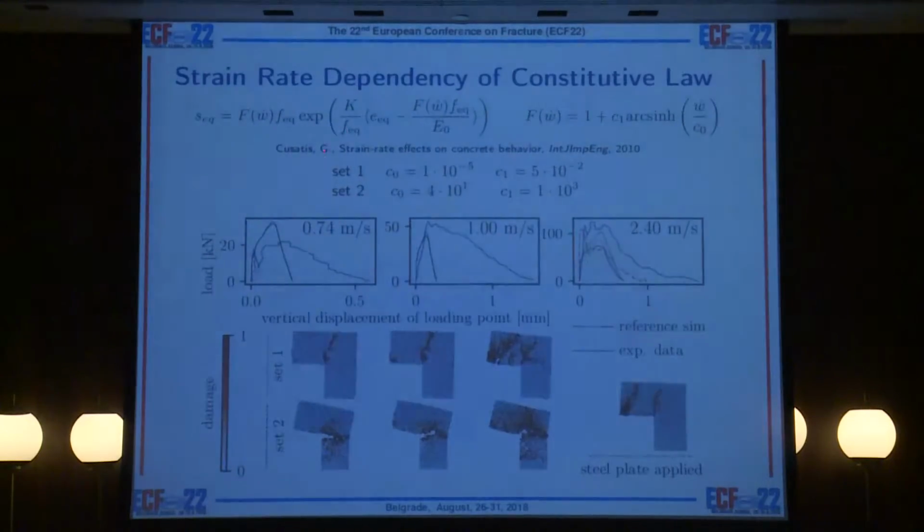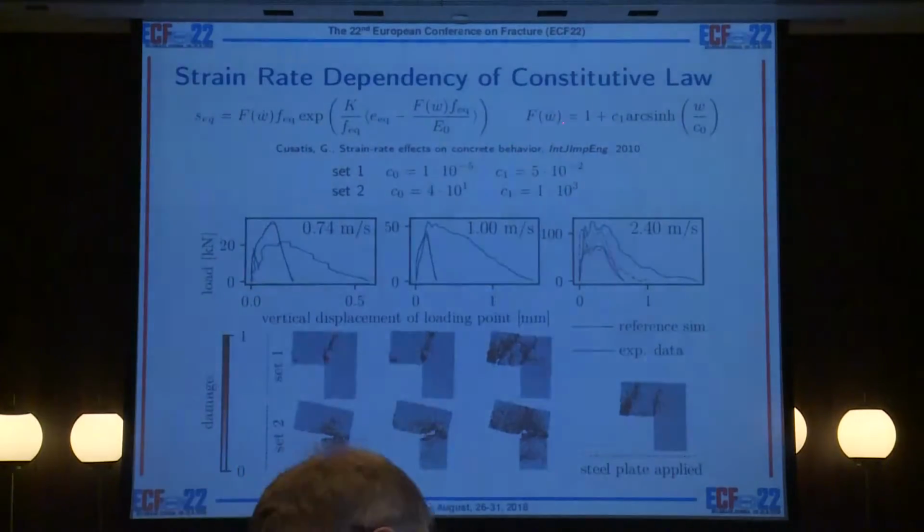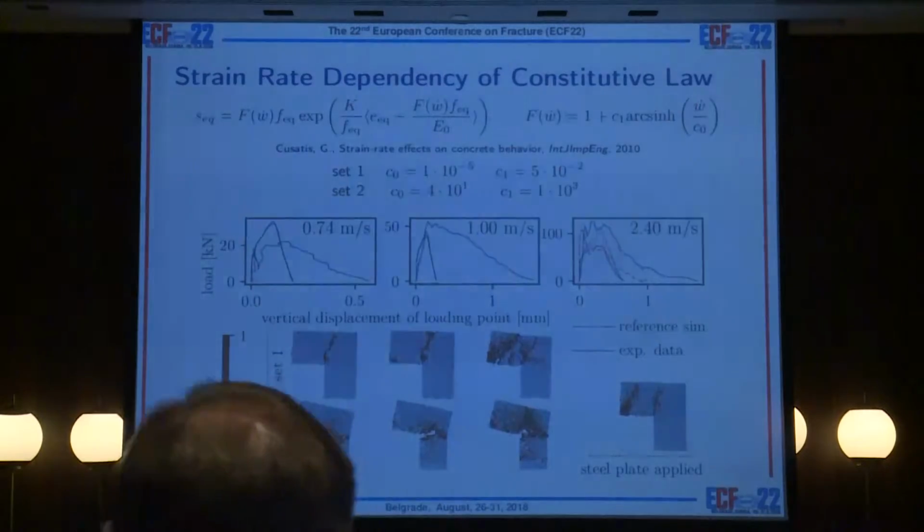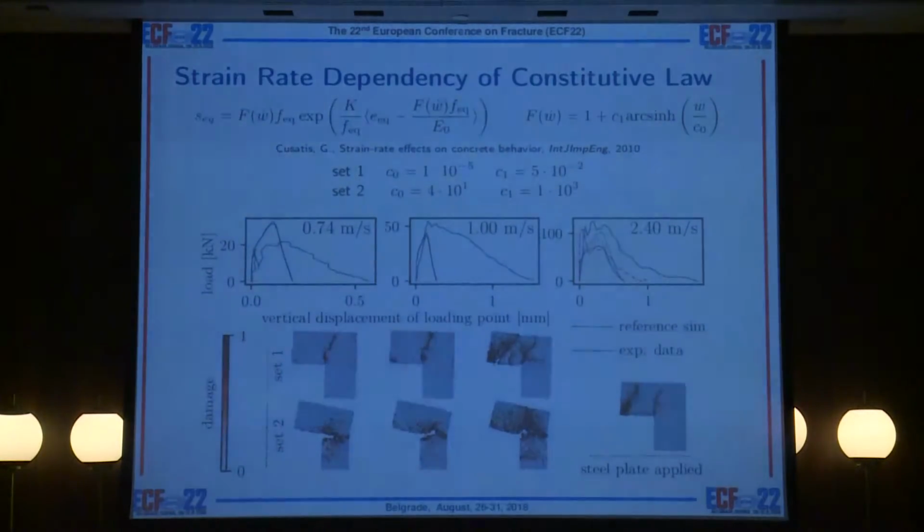So we adopted a strain rate dependent constitutive law, where there is a strain rate dependency function which takes into account the rate of crack opening of any individual contact of particles. And we can see that for specific values of parameters that we apply to this function, we are able to avoid the cracking in the area of applied load. But there was another problem. We were not able to obtain the loading force comparable to the experimental evidence, especially for the higher loading rates.